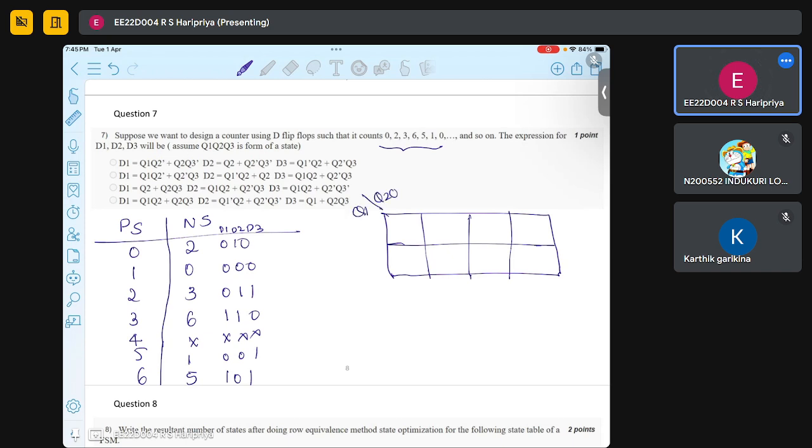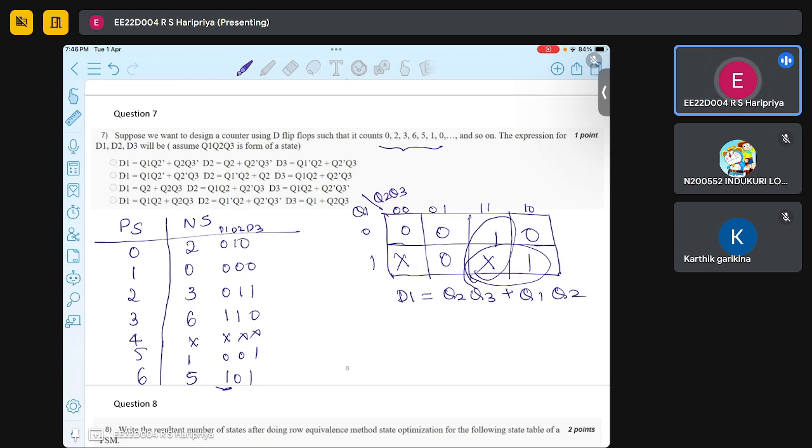Q1, Q2, Q3. This one I am doing 0, 0, 0, 1, X, 0, 1. And this is 1 plus 7. This means D1 is equivalent to Q2, Q3 plus Q1. I think by simplifying this, we will get the expressions for D1, D2, and D3. Present state here it is Q3, Q2, Q1. This is how they have considered.